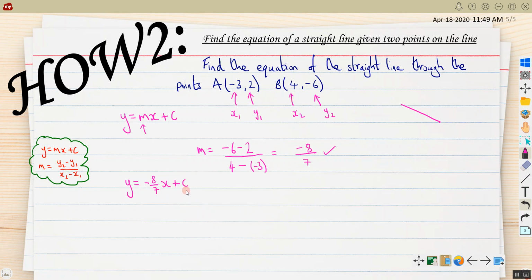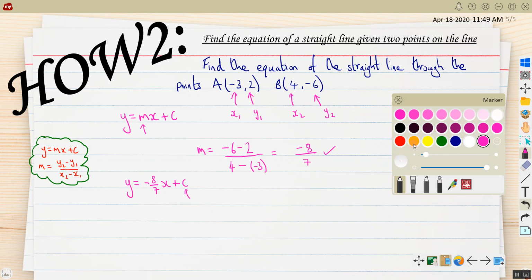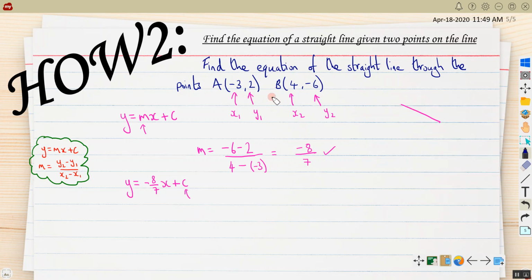The last bit I need to figure out is this value of c. And I can do this just by taking any point on the line, okay? I can use either A or B, it doesn't matter. I can pick whichever one I want. Let's pick A, and I'm going to take the values for A, and I'm going to substitute them into my equation. Okay, so what's the value of y? The value of y is 2.